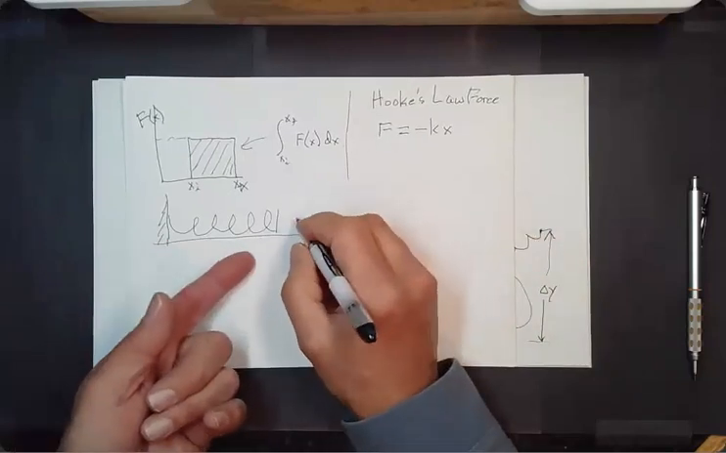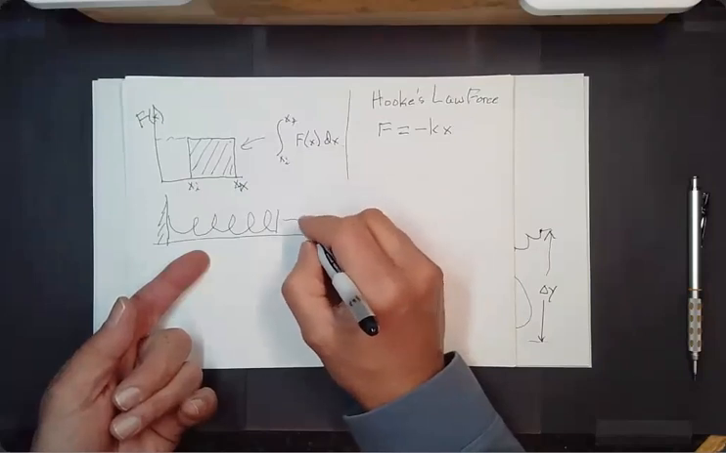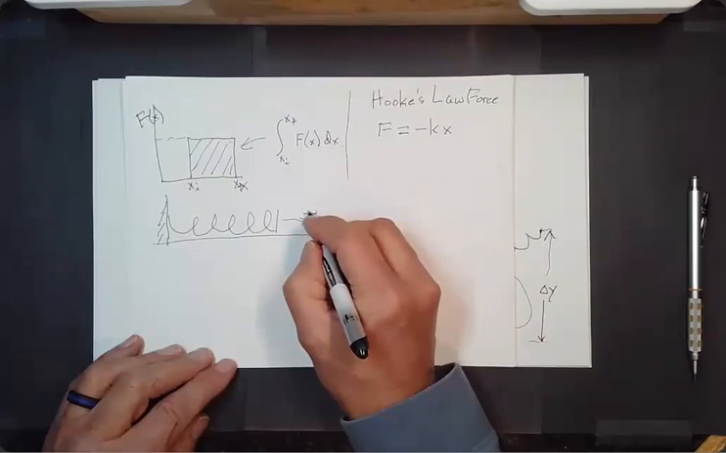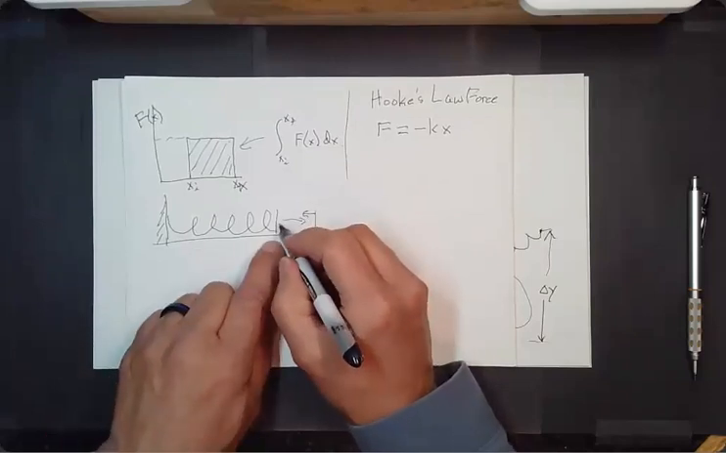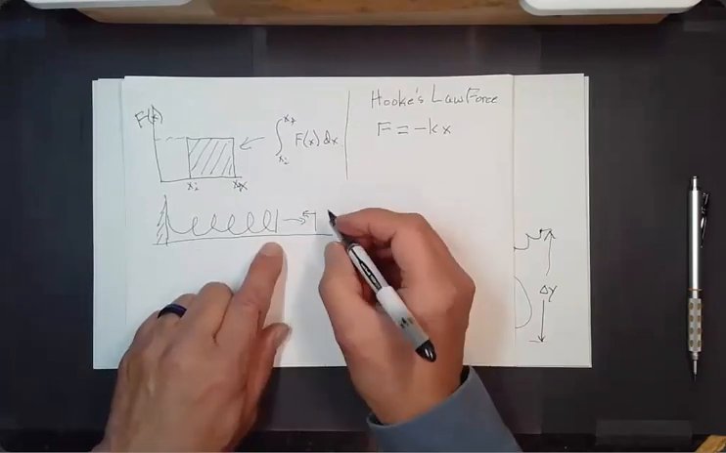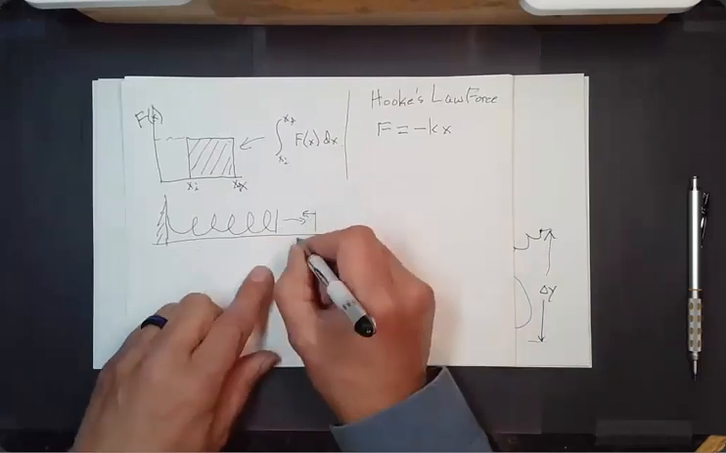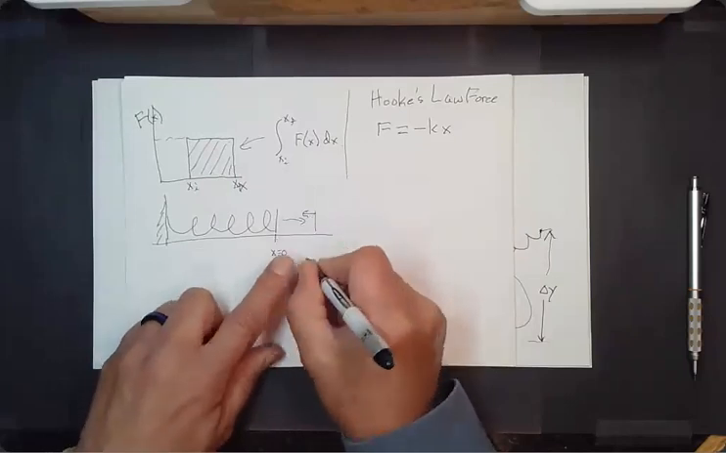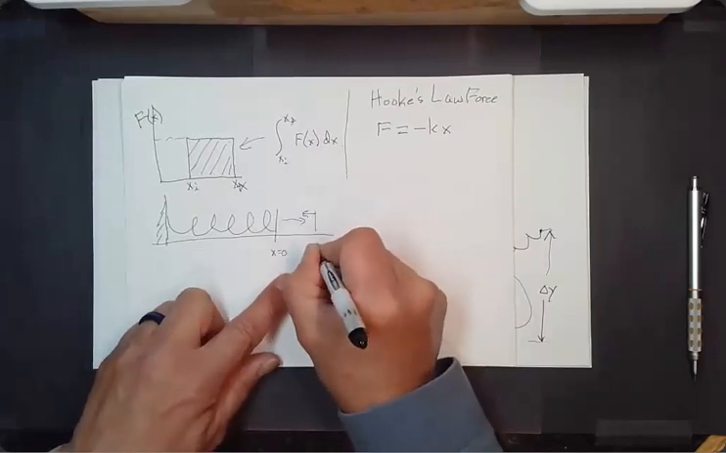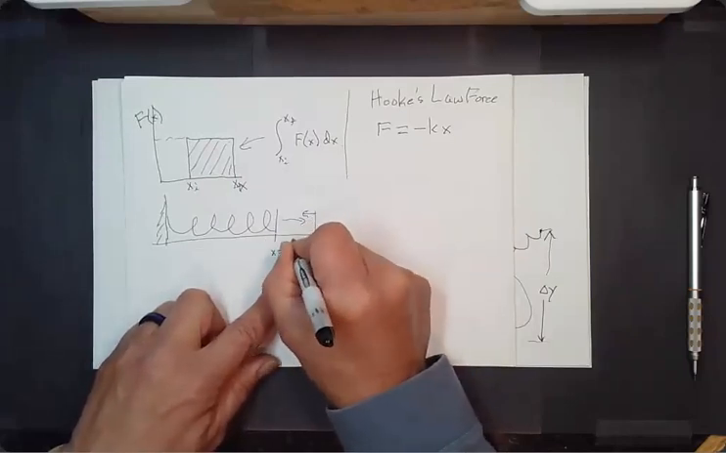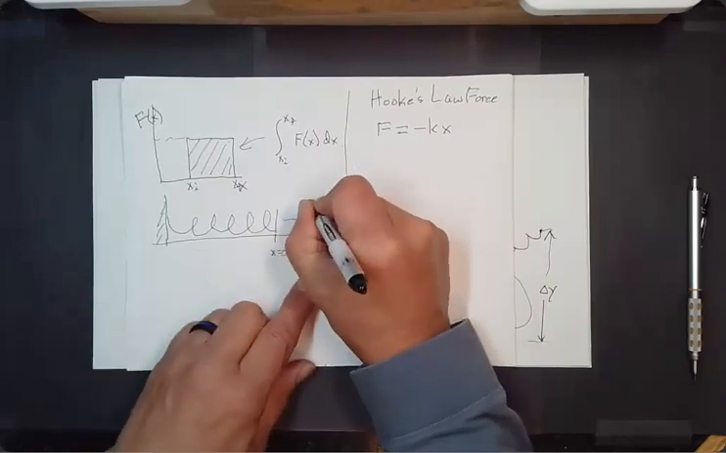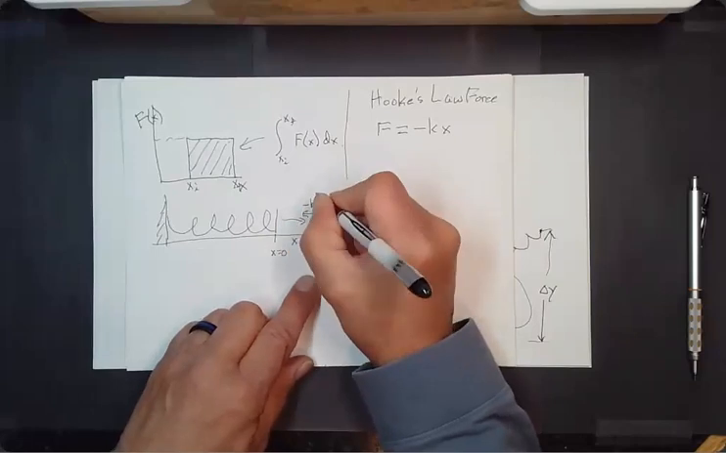The force is proportional to the amount of stretch or compression that you give to the spring. If you extend the spring outward this direction, the spring will pull back. I'm assuming this is the equilibrium position of the spring. And so maybe you can define x to be 0 right at the equilibrium position, then you stretch the spring by some amount x, and the spring will push back in that direction with a force minus kx.